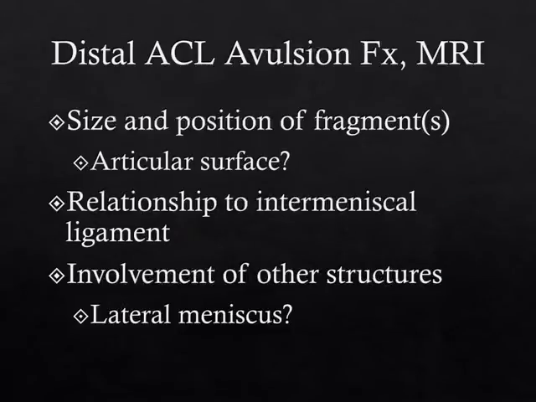So these are the things that the surgeons always ask about when we MR these fractures. So size and position of the fragments. Do they involve the articular surface? What's the relationship to the intermeniscal ligament? And what other structures are potentially attaching to these fragments besides the ACL?